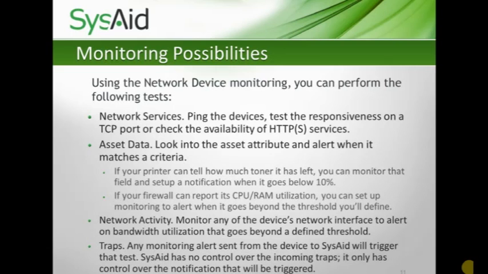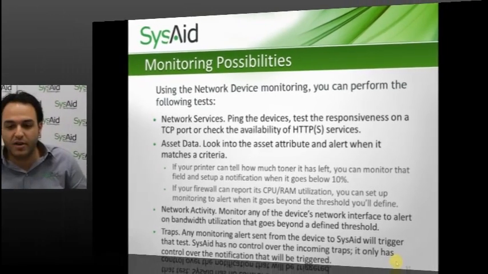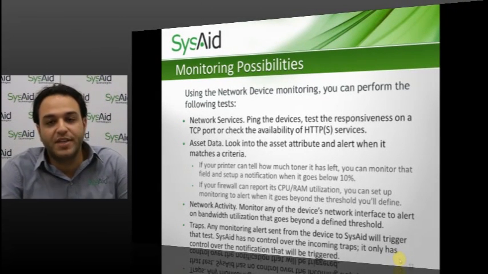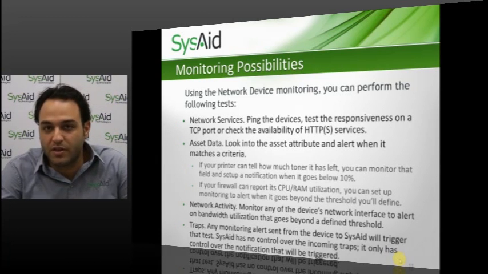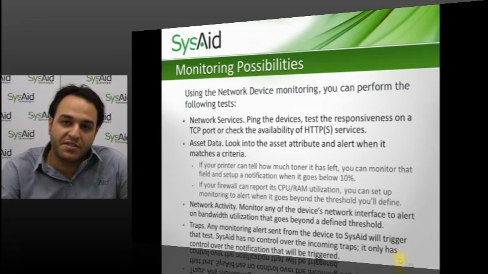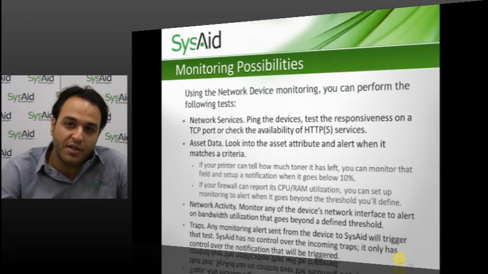And the last option we have here, which is only available for SNMP devices, is traps. And traps are configured on the SNMP device itself. You need to go there into the management interface of the device, configure what type of events you want to send traps on, and which IP address to send that trap to.